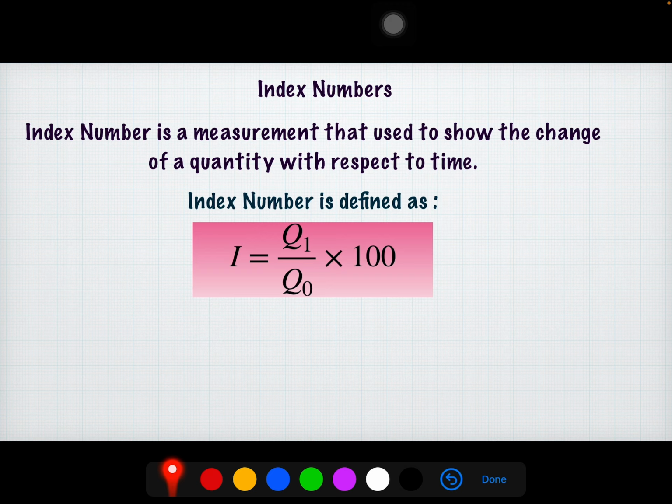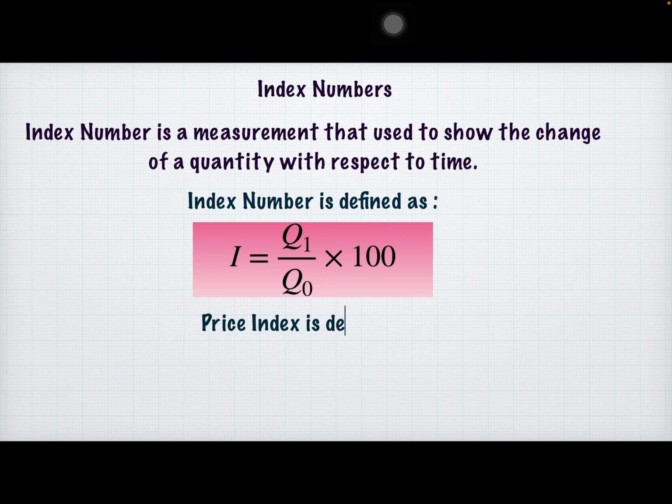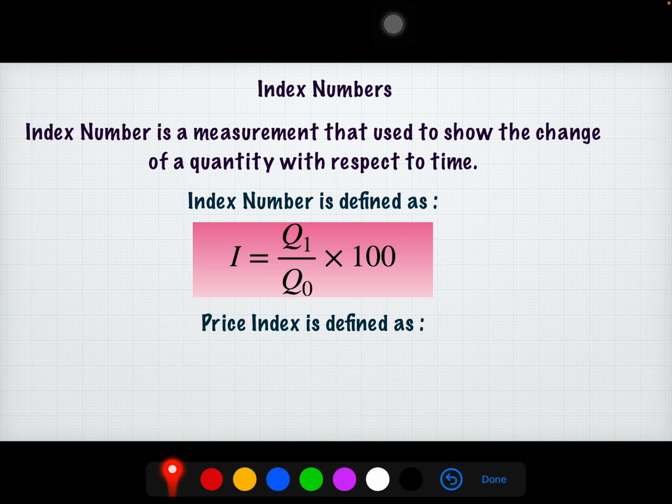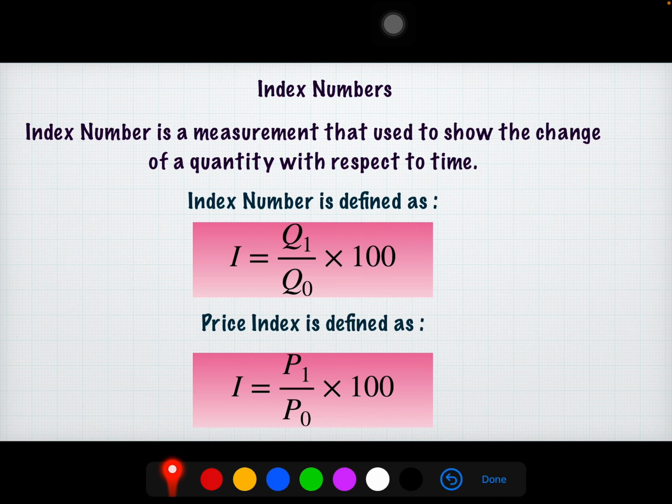Q1 is the quantity at the respect time, ratio to Q0, which is the quantity at the base time, the base year or time that you need to compare with, and then times 100. Next, the price index. So the price index is defined as I, but we compare the ratio between the prices of both years.